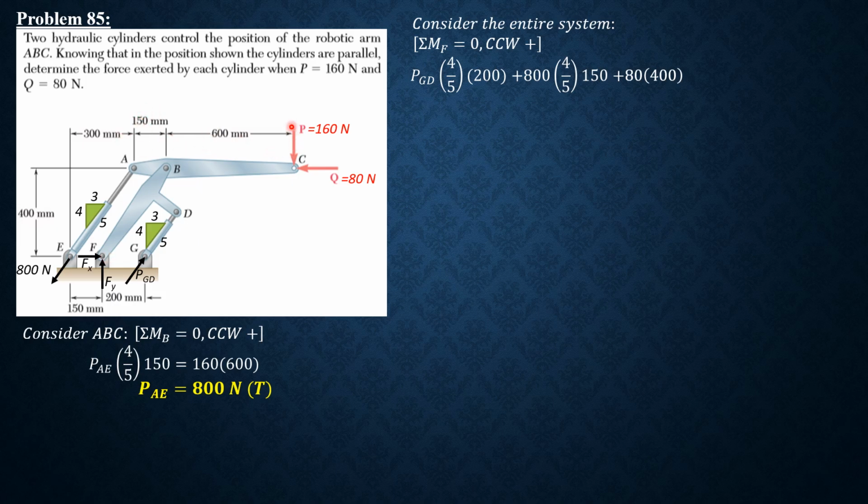The moment arm of 160 from F is 900, so equals 160 times 900. So only PGD is the unknown here. If it is positive, then it is correct that it is in compression. So PGD is positive, so 1000 newtons compression. So that's the answer to this problem.